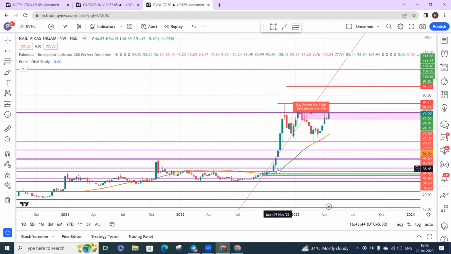So as far as the fabulous indicator is concerned, you can work from an intraday perspective, you can work from a swing trading perspective, you can work on any kind of trading perspective. It will also tell you whether you're taking a right entry or a wrong entry. Okay. So those things are there.